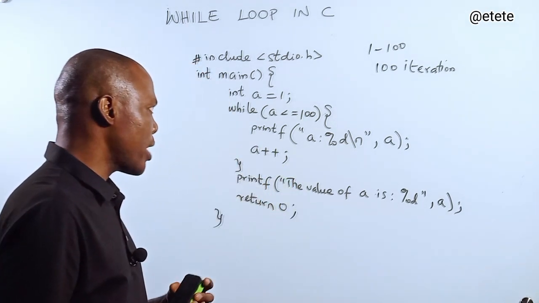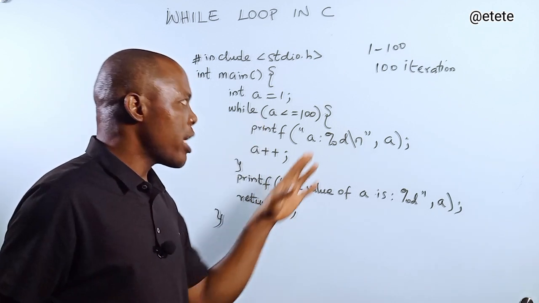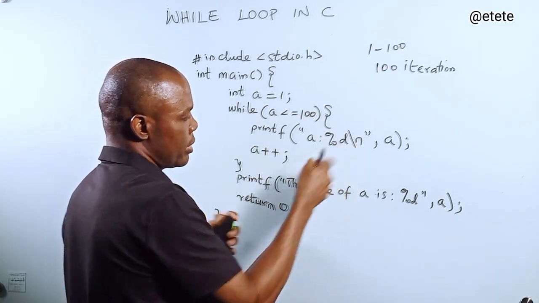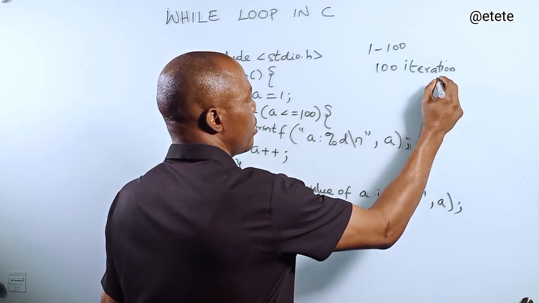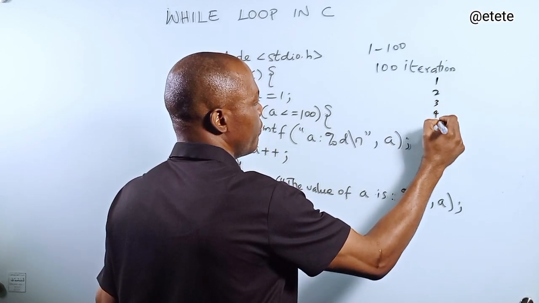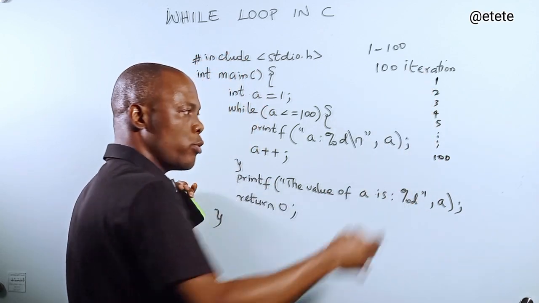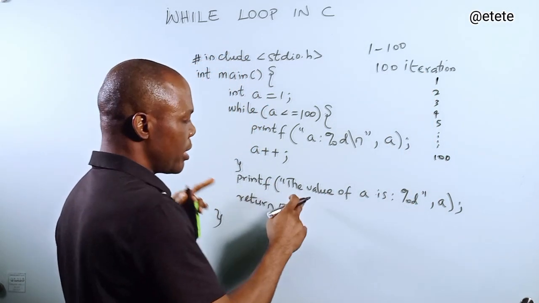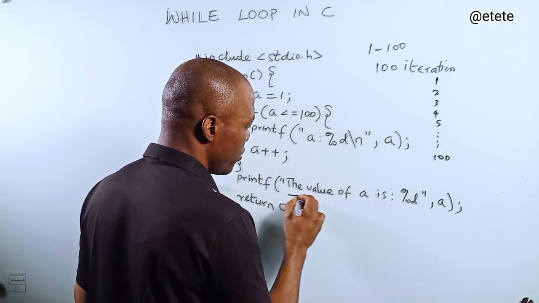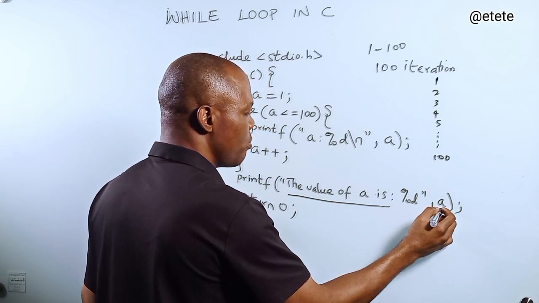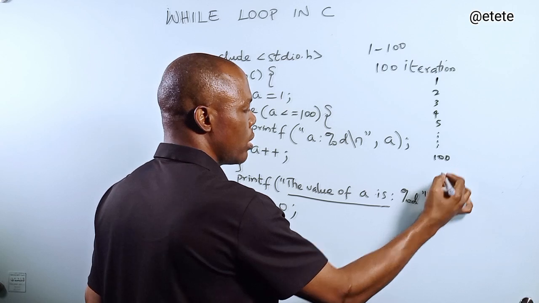Now, how does this program work? This program is going to print 1 to 100 on the screen. It's going to print it this way: 1, 2, 3, 4, 5, up to 100. That is what it's going to print out. Then it will print out the value of a, which will be what as at then? 101.